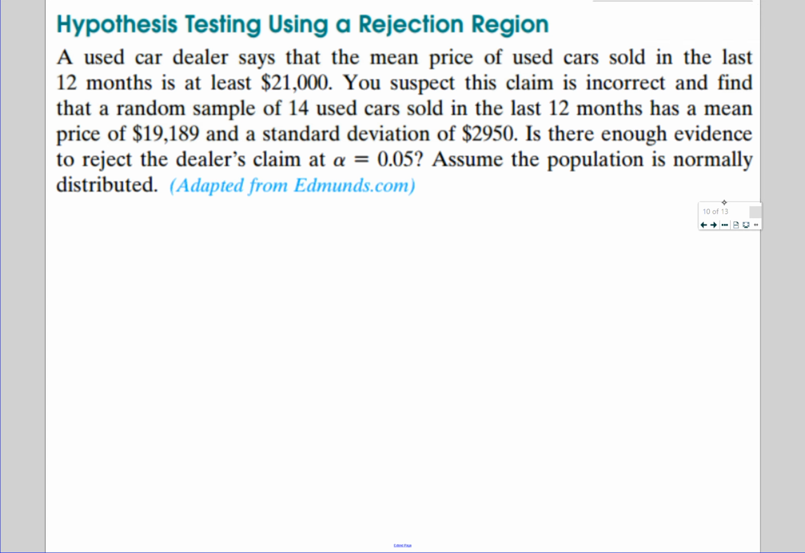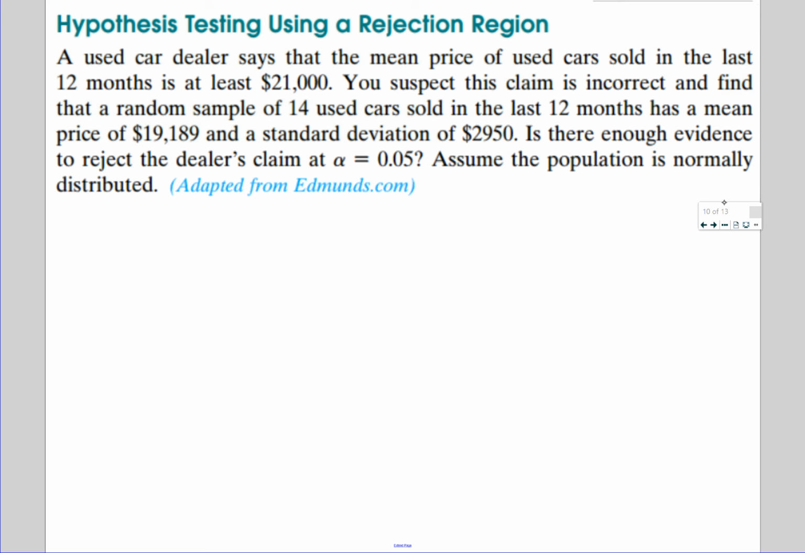Used car dealer says that the mean price of used cars sold in the last 12 months is at least $21,000. You suspect this claim is incorrect and find that a random sample of 14 used cars sold in the last 12 months has a mean price of $19,189 with a standard deviation of $2,950. Is there enough evidence to reject the dealer's claim at a level of significance of 0.05? Assume the population is normally distributed.